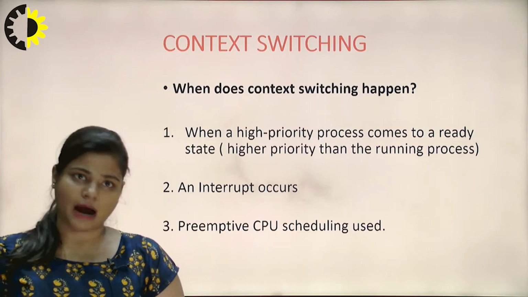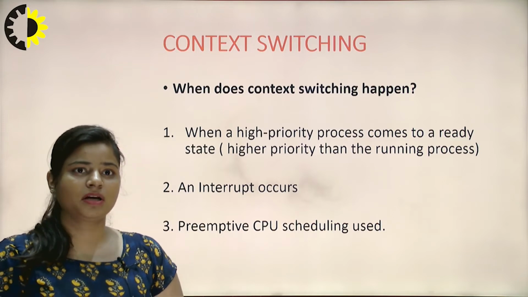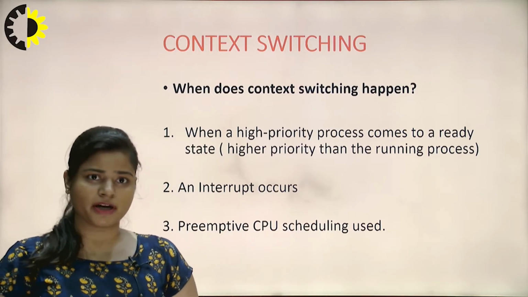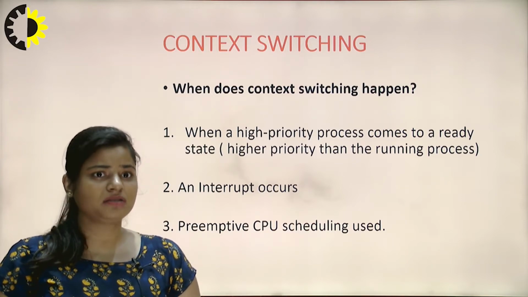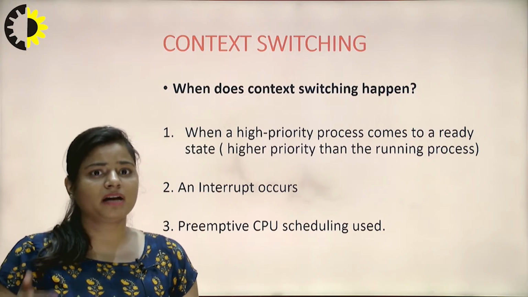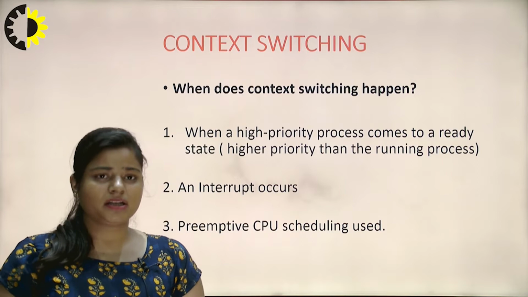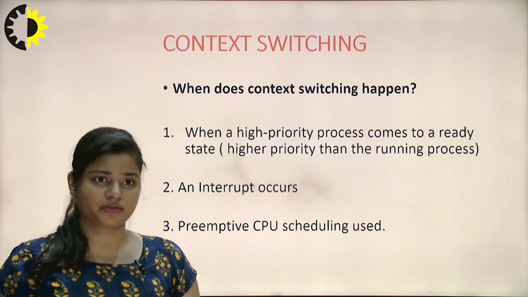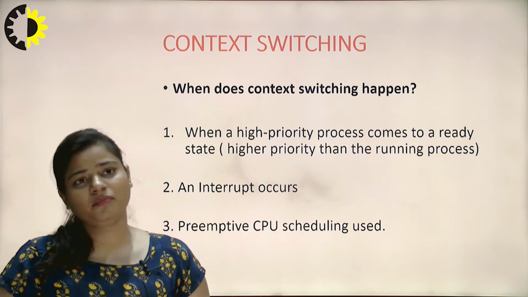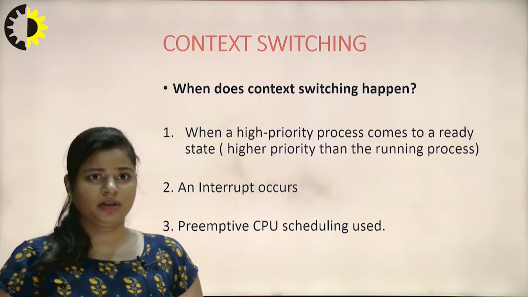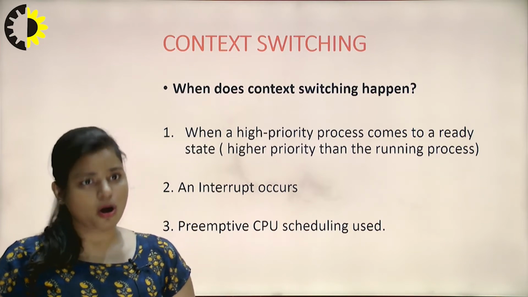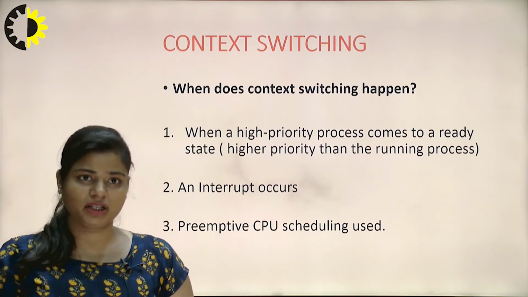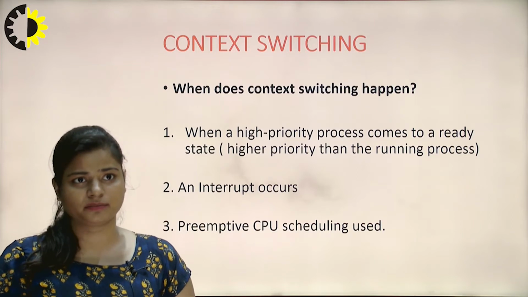When does context switching happen? The main problem comes when switching is happening. How will we know that this is context switching? So when a high priority process comes to a ready state, meaning whenever a higher priority process is coming and a lower priority process is running, then in some situations we have to go for context switching. Another time, whenever we are having any kind of interrupt, then we have to apply context switching. Or in the third condition, whenever preemptive CPU scheduling is used. So these are the basic 3 conditions for context switching.